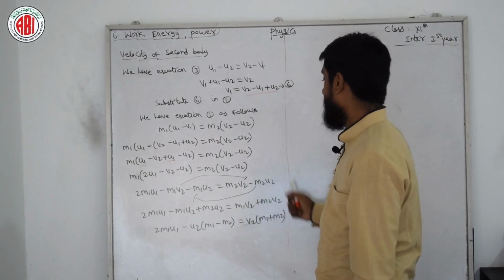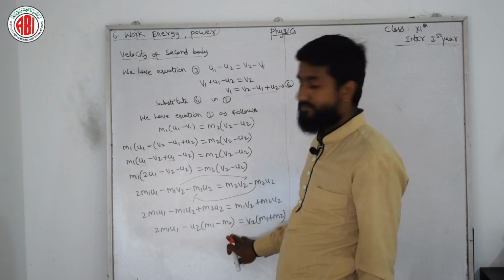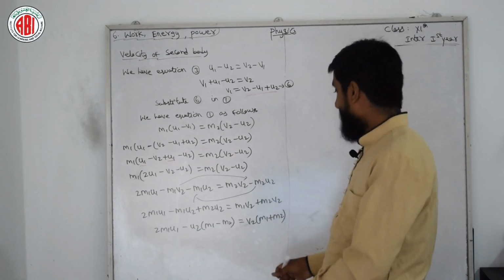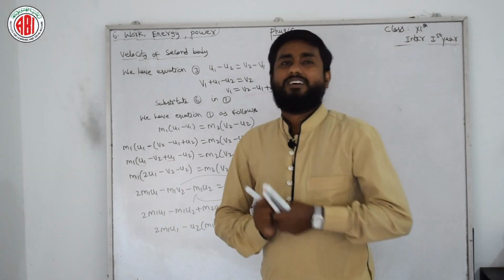m2 v2. Now I am taking u2 common from here, so I remain with m1 minus m2. From here I am taking v2 common, I remain with m1 plus m2. Now go on to the next step.